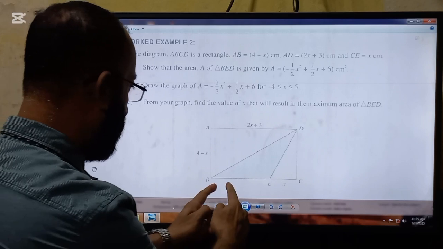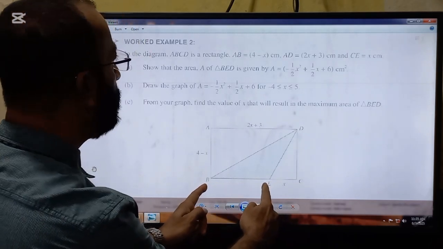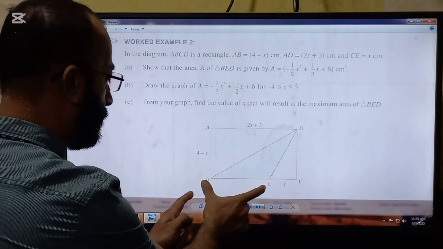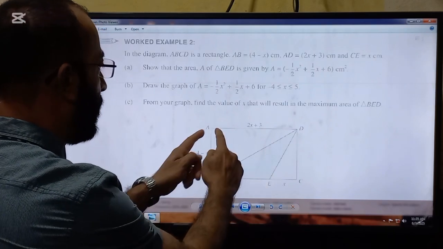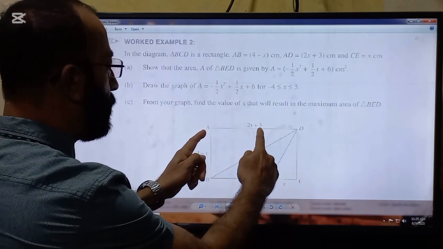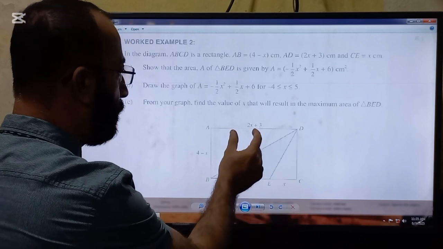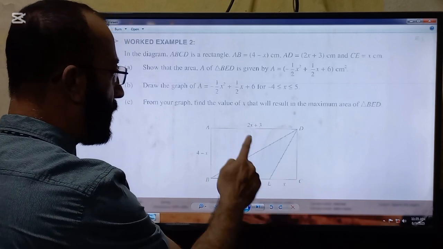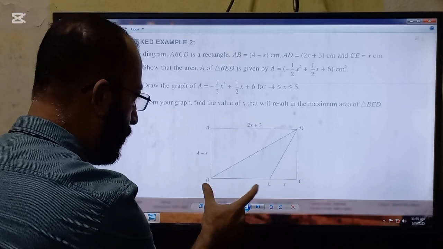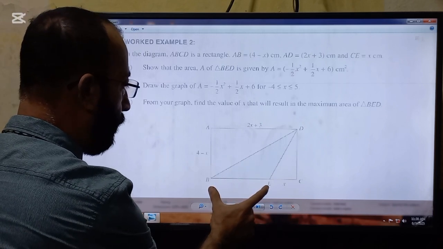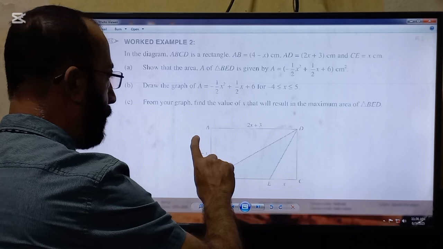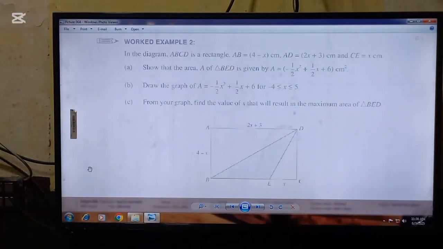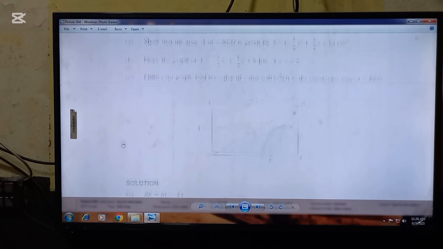So look now, this is the base, that is BE, and this is the height. Height is given, base is not given, but this total side is given, that is 2x plus 3, and this is x. So first we will subtract x from this, so 2x plus 3 minus x will be equal to x plus 3. So the base is x plus 3 and the height is 4 minus x.